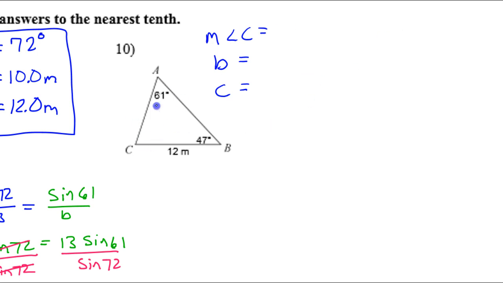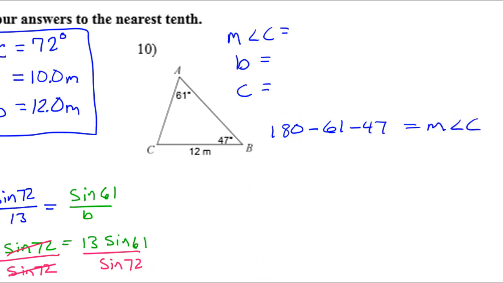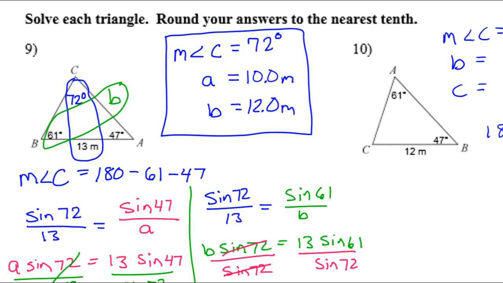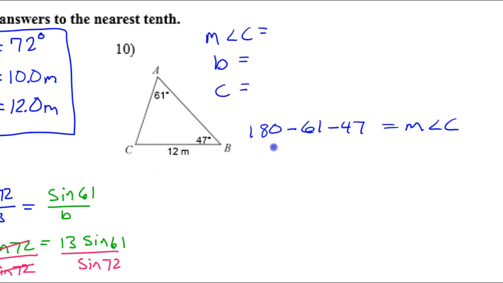So the total sum of the angles in a triangle is 180 degrees. So I'm going to start off by subtracting from 180, and I'll find the missing angle. So if I do 180 minus 61 minus 47, that's going to give me the measure of angle C. That's funny, those are actually the same numbers that we had in our previous problem. So as expected, it turns out to be 72 degrees, just like last time.